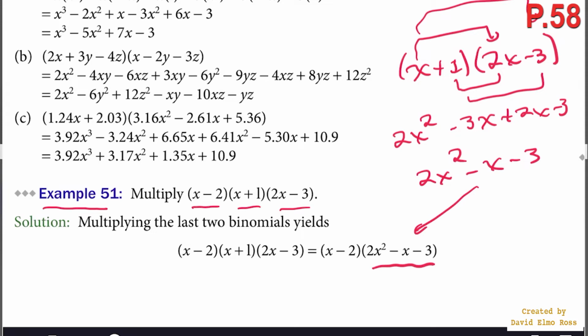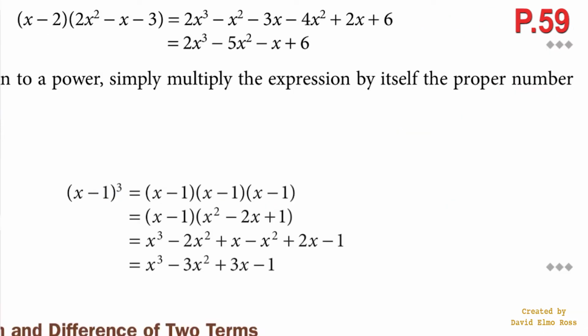The next thing we have to do is multiply this now times x minus 2. Now to finish this, we're going to multiply x by each term here. That's going to give us 2x cubed minus x squared minus 3x. And then we take minus 2 and multiply it by this, which is our minus 4x squared. Multiply this by minus x. Minus 2 times minus 1 is positive 2x. And then multiply this by minus 3, which is going to give us positive 6.